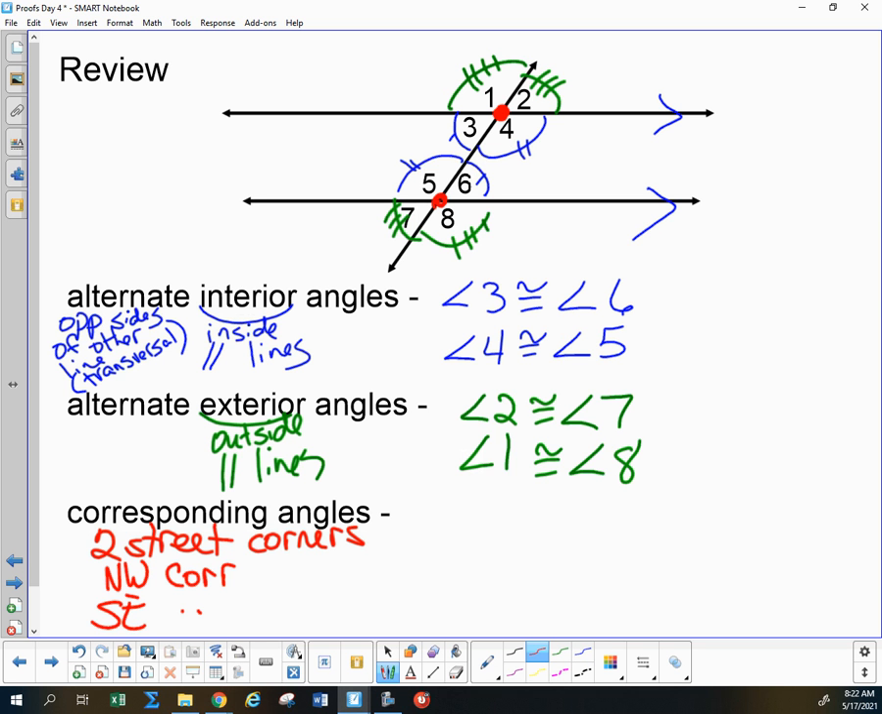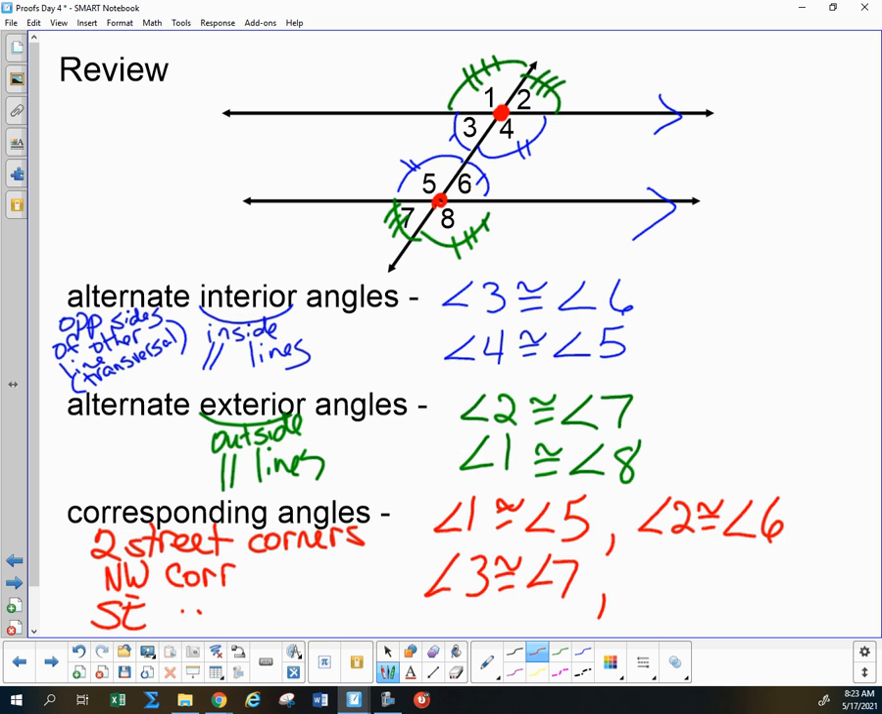So my 2 that would be the northwest corner would be angle 1 and angle 5. So if I want to say 1 and 5, one's outside, one's inside. I can't use alternate interiors or alternate exteriors. I have to say corresponding. Is that making sense? My other ones would be northeast would be 2 and 6. My southwest would be 3 and 7. And my southeast would be 4 and 8. And then I've still got vertical angles and all of that good stuff.